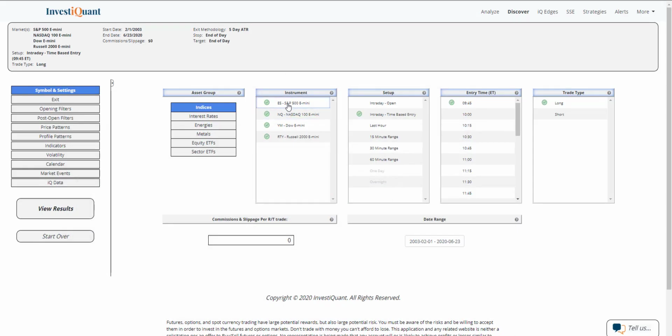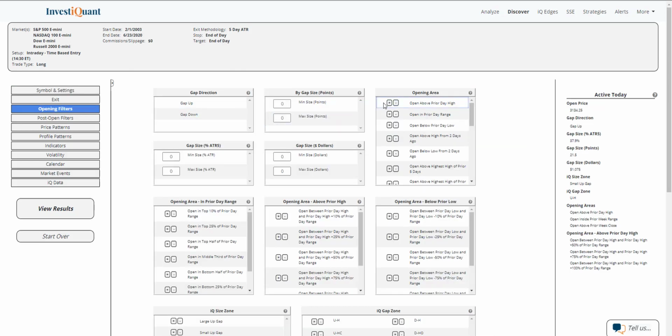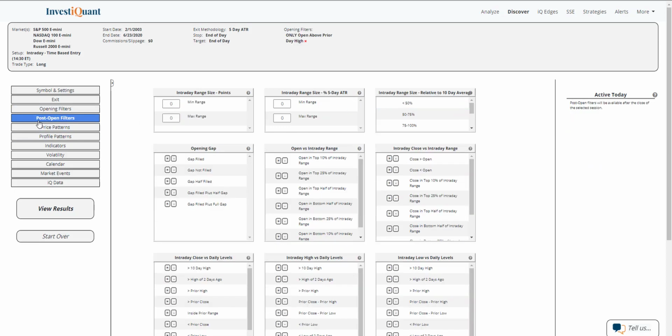So let me set this up in Discover. We will look at all four instruments. We'll use an intraday time-based entry, and let's use 2:30 p.m. Eastern Time. This will be a long at 2:30 p.m. Eastern Time, exiting at the close, 4:15 p.m. Eastern Time. The opening filter we're going to use is gapping up above the prior day high. And then I'm going to go into post-open filters.